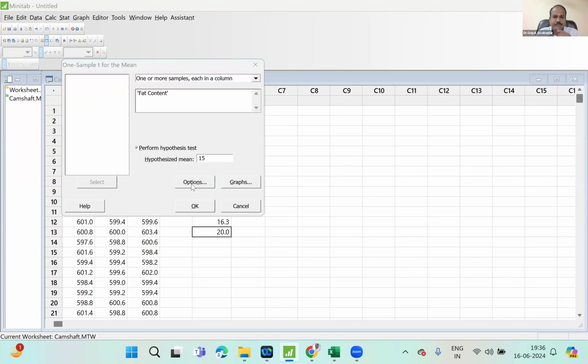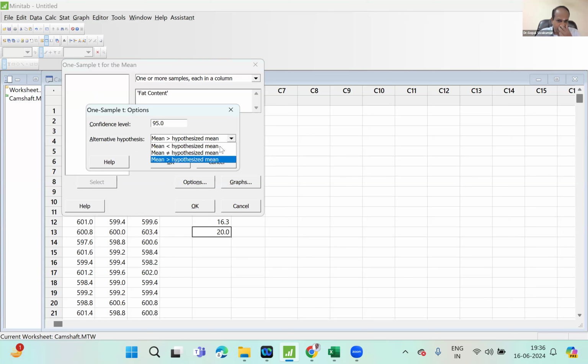Go to Options. Now what hypothesis testing is it: left-tailed, right-tailed or two-tailed? Left tail, sir. You are not following me. What are you checking? Which side is your failure? It should be right tail, whichever side exceeds 15%. If the fat content is found more than 15%, it's a failure. If your failure is on the right side, how can you say it is left-tailed? Understand the logic, it's right-tailed.